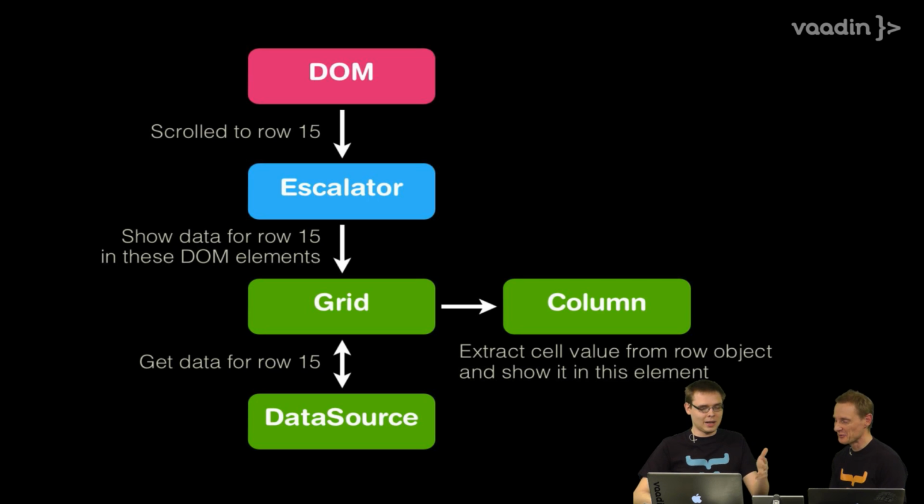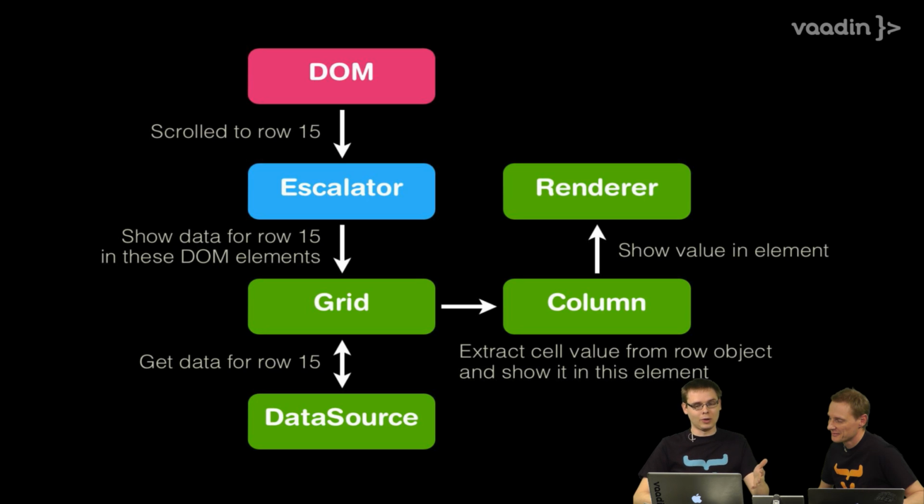If your data object is, for example, a Java bean, a book object, then one column implementation basically just does book.getTitle. Then it takes that title and passes it along to a renderer, and it also passes the element that Grid gave it.